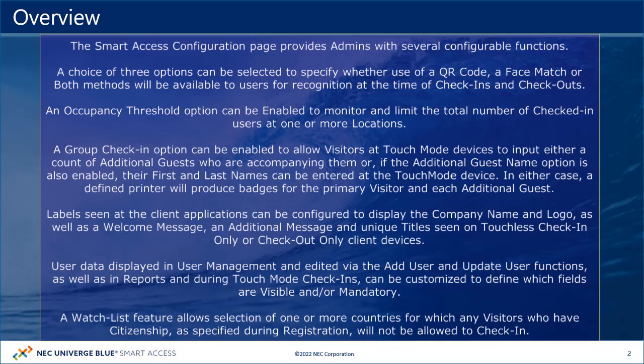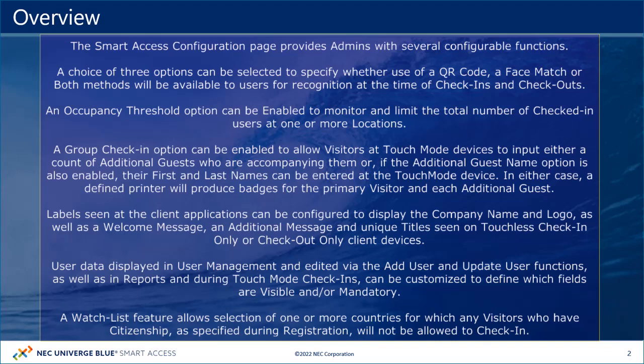An occupancy threshold option can be enabled to monitor and limit the total number of checked-in users at one or more locations. A group check-in option can be enabled to allow visitors at touch mode devices to input either a count of additional guests who are accompanying them, or if the additional guest name option is also enabled, their first and last names can be entered at the touch mode device. In either case, a defined printer will produce badges for the primary visitor and each additional guest.